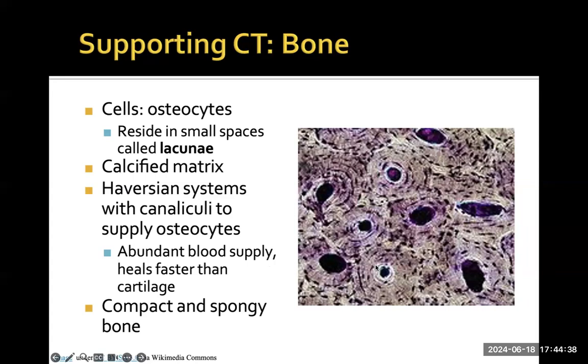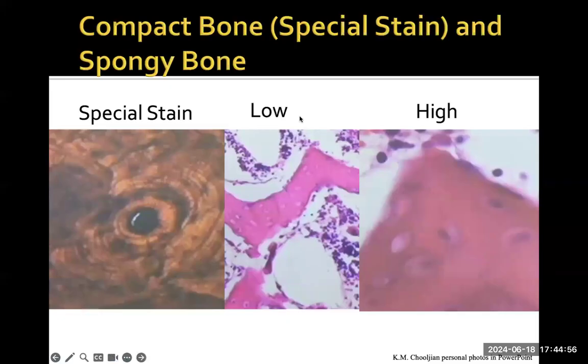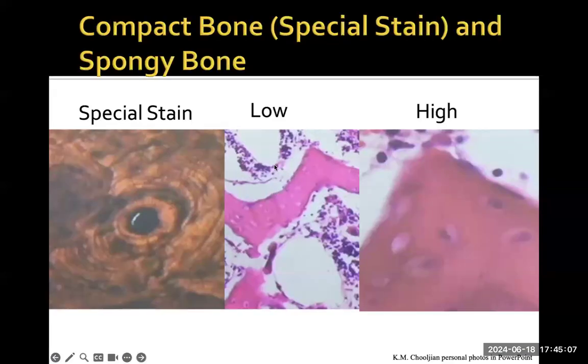This one is called compact, black and white, compact bone. This is also compact bone, but it's now from bone marrow. So when you're looking at the compact bone, it looks really smooth. So it would be for protection and support. And then this is going to be compact and spongy, like a special staining of it. So where you see both of them in one view. So both spongy and compact in one view.